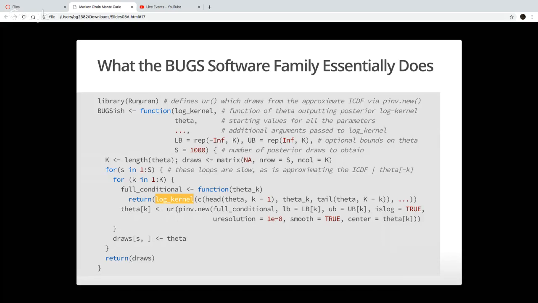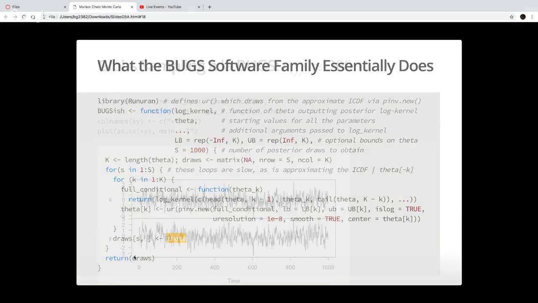And then this R package, uniroot, will approximate the inverse CDF of that full conditional distribution and then draw from it. So I get a draw from theta k given theta not k. And I just loop all that over k, and then I store my realization of theta, loop that over S. Eventually I get S draws from the posterior distribution whose log kernel I define. This goes really slow, and BUGS is a little bit more optimal than this. It does pattern recognition to figure out when it might have an explicit full conditional distribution it can draw from. But this is what BUGS falls back to when it doesn't recognize what a full conditional distribution is.